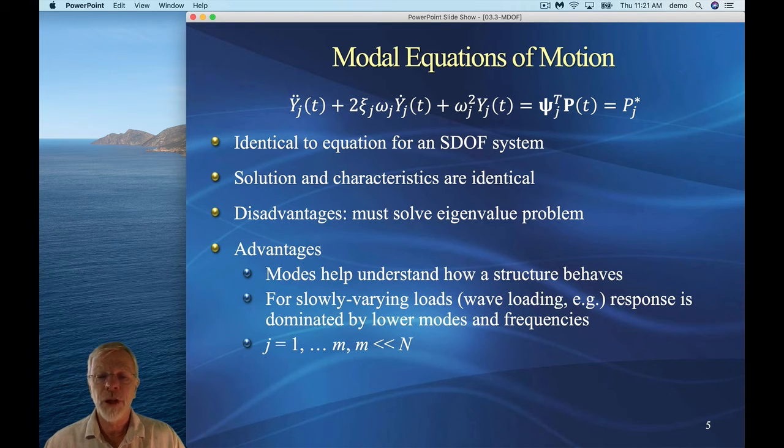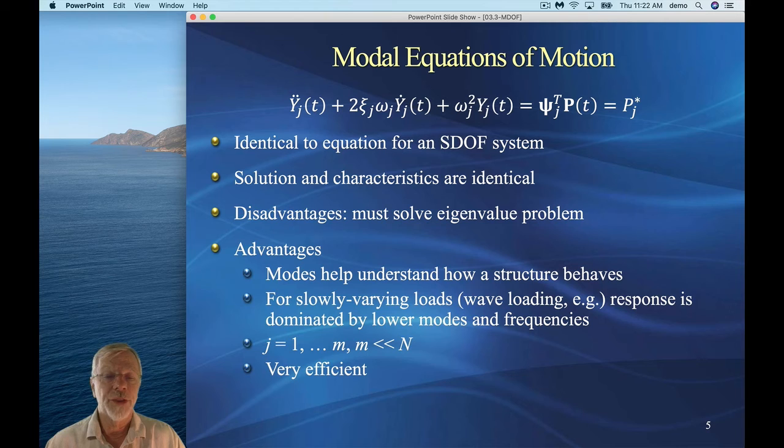For slowly varying loads, for example wave loading, which would be relatively slowly varying, the response is going to be dominated by lower modes and frequencies, and so we can get away with not looking at all of the eigenvalues and eigenvectors. We can look at a subset. In other words, we can choose 1 up to m mode shapes and frequencies to include in our analysis, where m is typically going to be much less than n. And therefore we gain a lot of advantages, because it's very efficient.